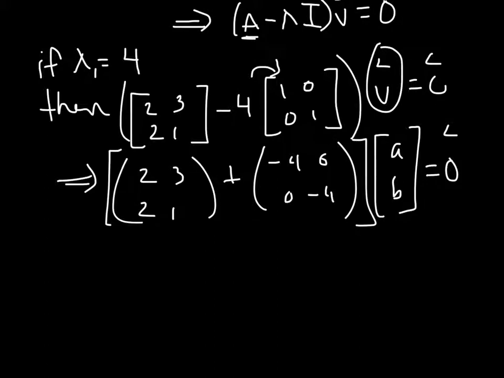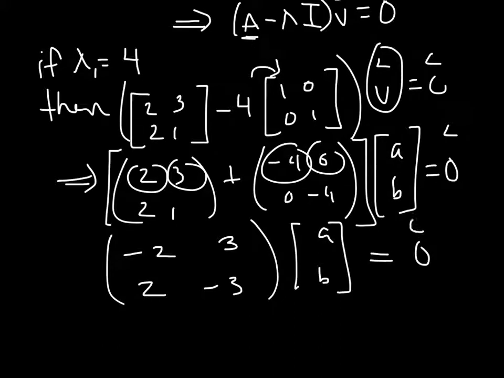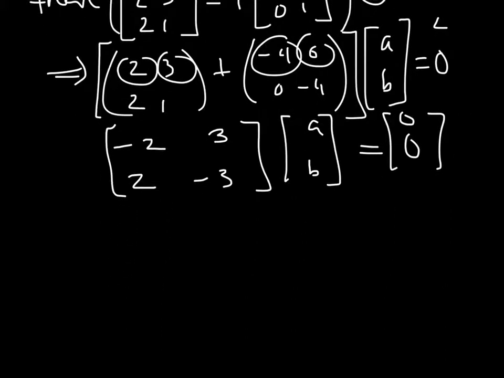Vector addition is pretty easy. 2 plus negative 4 is negative 2, 3 plus 0 is 3, 2 plus 0 is 2, and 1 plus negative 4 is negative 3, times (a, b), and this equals (0, 0) on this side. I should be consistent here. It's not technically wrong, but it looks nicer when we're consistent. This should remind you of a system of linear equations in 2 variables from Algebra 1.